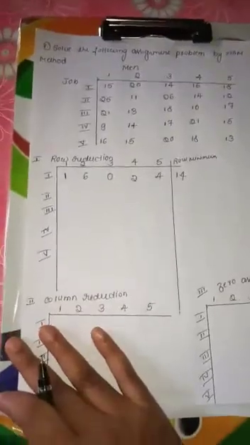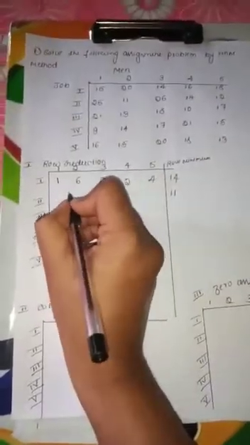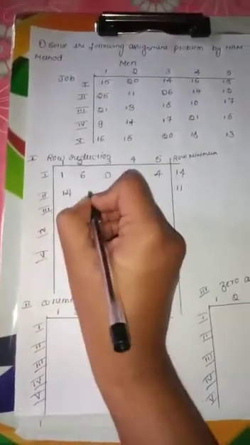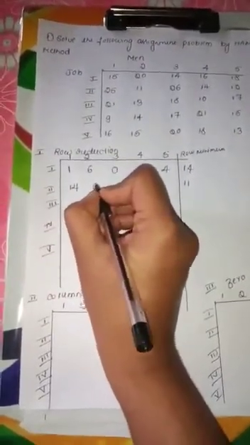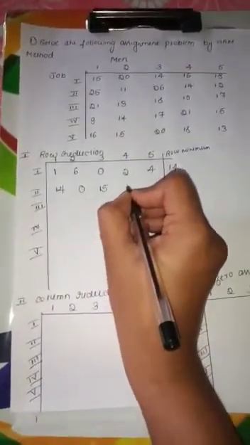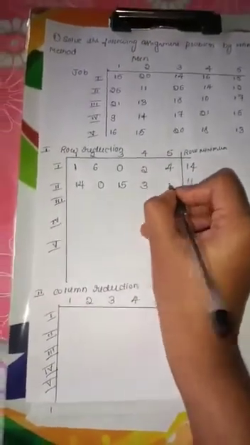Next, see the second row. In the second row the smallest element is 11. 25 minus 11, 14. 11 minus 11, 0. 26 minus 11, 15. 14 minus 11, 3. 12 minus 11, 1. And in the third row the smallest element is 10.